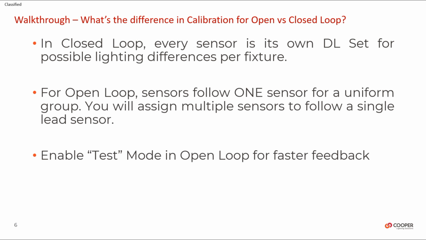In closed loop, every sensor is its own daylight set for possible lighting differences per fixture. For open loop, sensors follow one sensor for a uniform group. You will assign multiple sensors to follow a single lead sensor. Enable test mode in open loop for faster feedback.